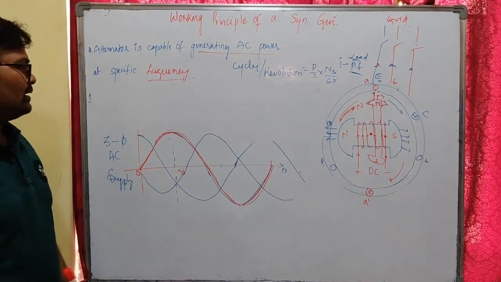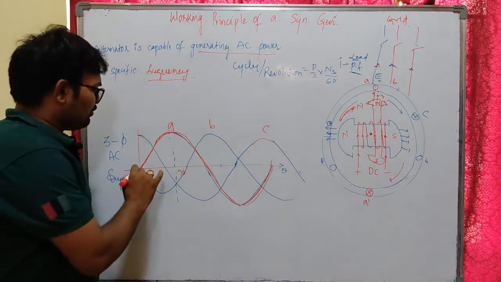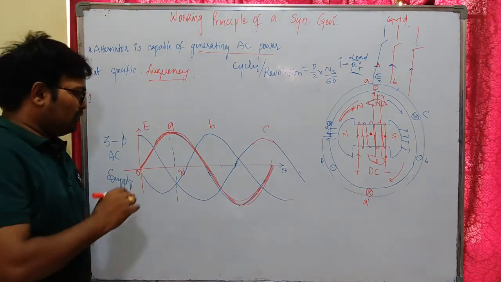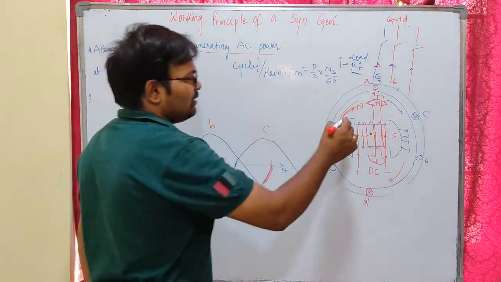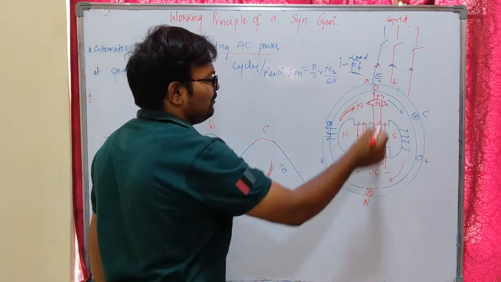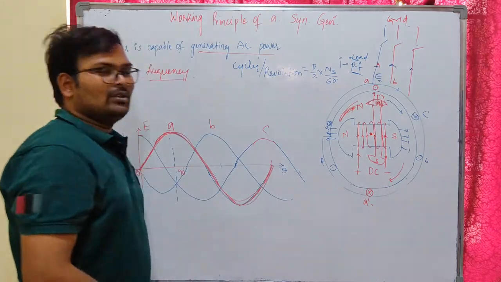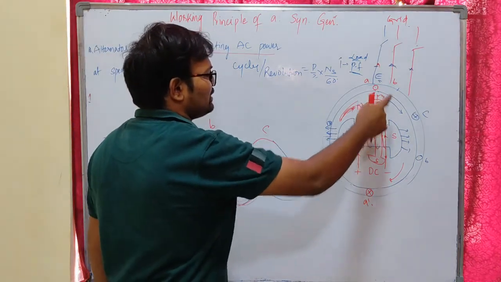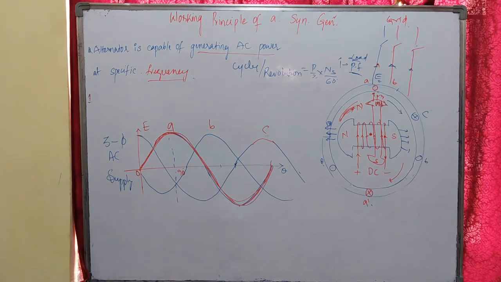So let us consider A phase. This is A phase, B phase, C phase. Let us consider one full cycle of EMF of A phase. To generate one full cycle of EMF in this A and A bar, first the north pole is coming, then the south pole is coming. That means one pair of poles rotates past this conductor to generate one full cycle. One cycle of EMF is produced when a pair of poles passes a conductor.